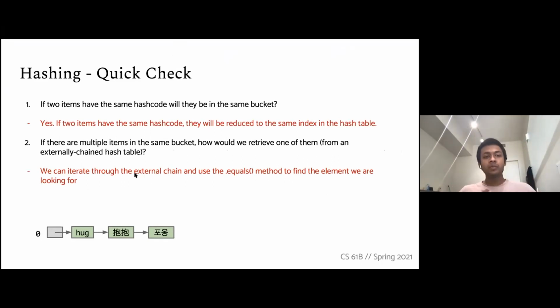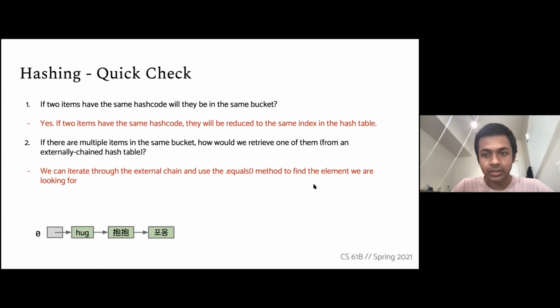Now, if there are multiple items in the same bucket, how do we retrieve one of them? We would iterate through that external chain and use the dot equals method to find the specific element. So this is, for instance, one of those buckets in the example we looked at before. It has 3 elements in it. Say we were looking for hug, we would iterate through this and find the object that equals hug. And this is the part that would take time if we didn't amortize it and spread out the elements.